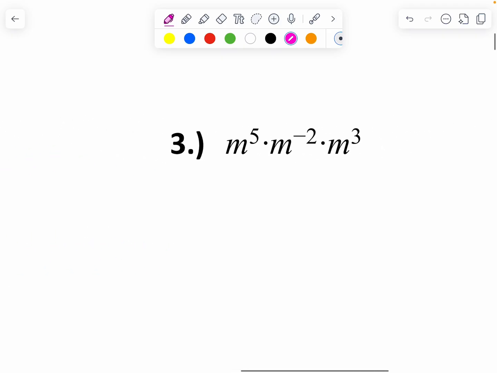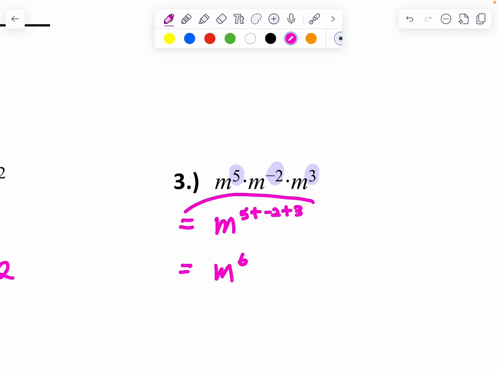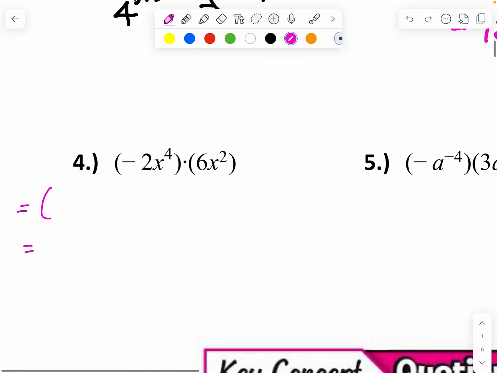Number 3, again, same base of m. So m, and then you add your exponents, 5, negative 2, and 3. So that's going to be 5 plus negative 2 plus 3. And that's m to the power of, what do we have? 3 plus 3, that's to the 6. And that's my answer. And this is the only work I require from you guys. Okay. Number 4. So it gets a little bit more difficult, but that's okay.